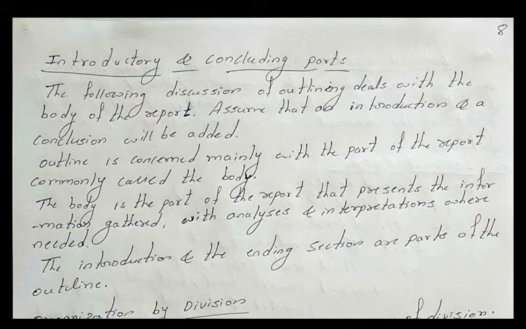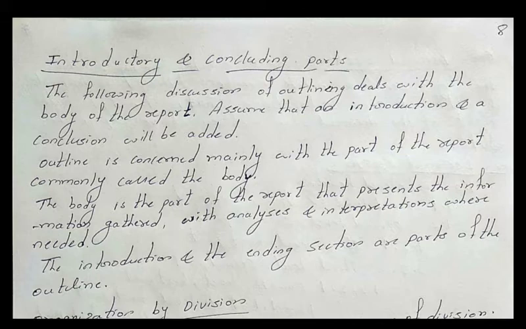So the body is nothing but a part of the report. In the body of the report, you are representing the information whatever you have collected, with analysis and interpretations. Is it clear? By doing all these things, you put that information into the body of the report. So that's why he says that the outline is concerned mainly with the part of the report we call the body. What do you mean by the outline of the report? It is nothing but this part of the report, which we call the body. Is it clear?